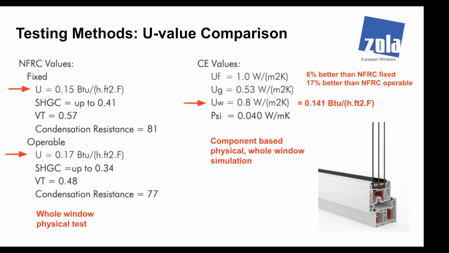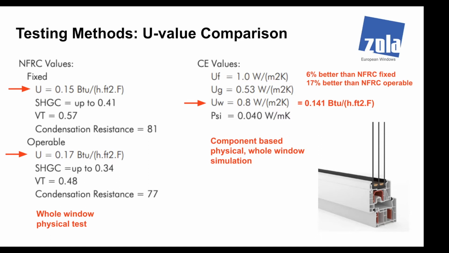So part of the confusion is that people think that they convert back and forth between U values, between NFRC and CE, and actually get numbers that are comparable. And if you do that for this single window product, you'll see that your conversion from CE is 6.6% better for the fixed and 17% better than the operable. And when you're talking about U values and specs and thresholds, that's a massive difference.